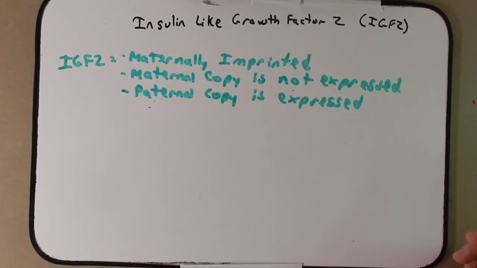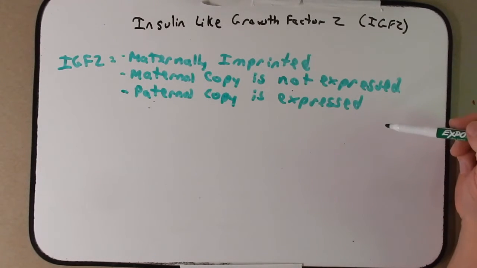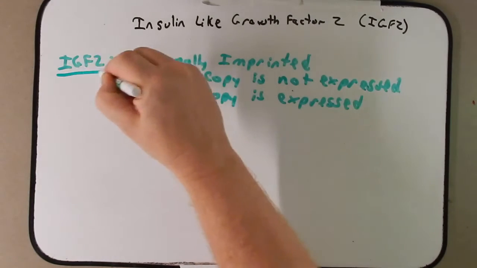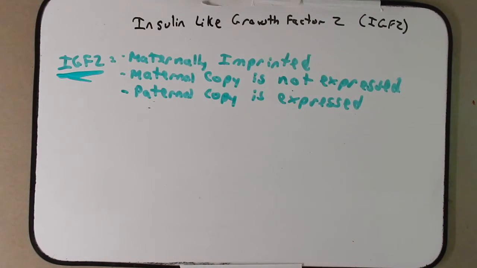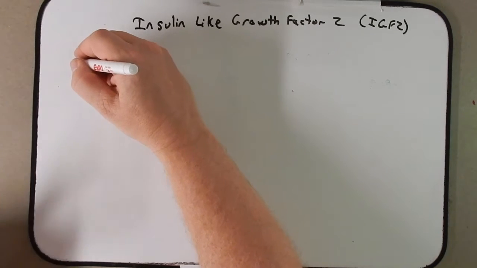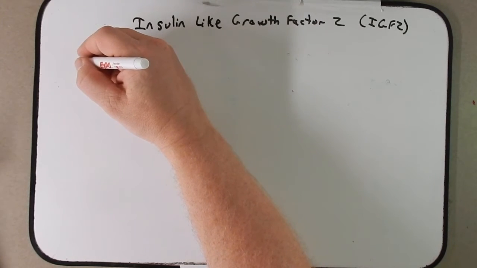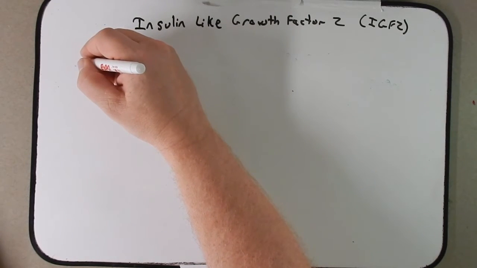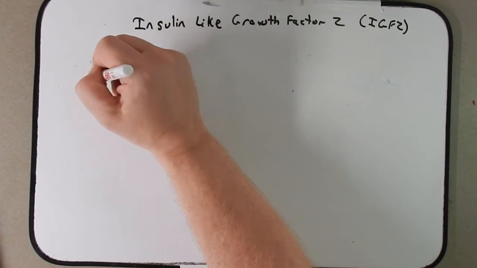Now in some cases, a gene might be paternally imprinted, in which case all this would be reversed. A paternally imprinted gene, the copy from dad, the paternal copy, is not expressed, but the maternal copy is. But we're going to talk about this as our specific example today, IGF-2, which is maternally imprinted. And for simplicity, I'm just going to write I plus or I minus in the description on this board here.